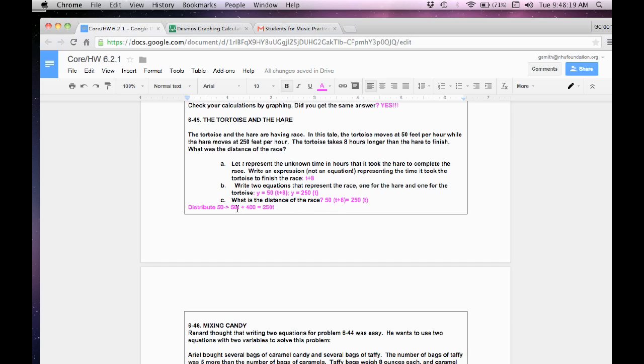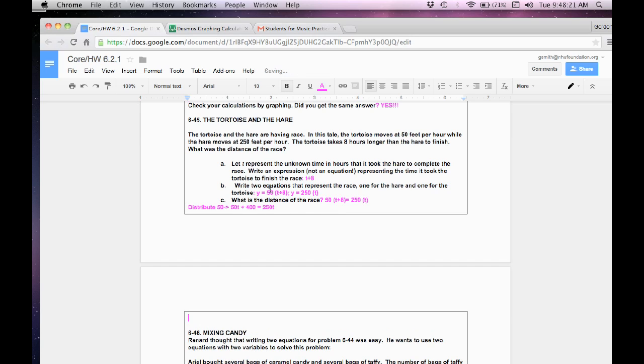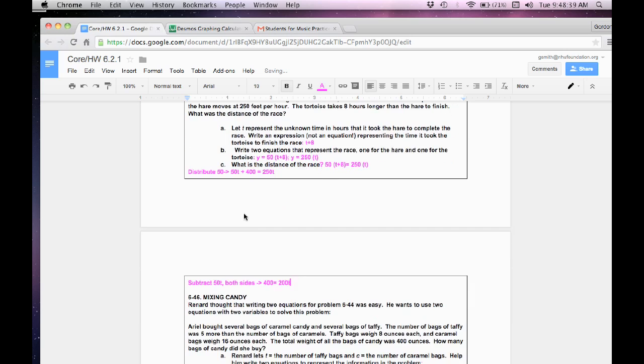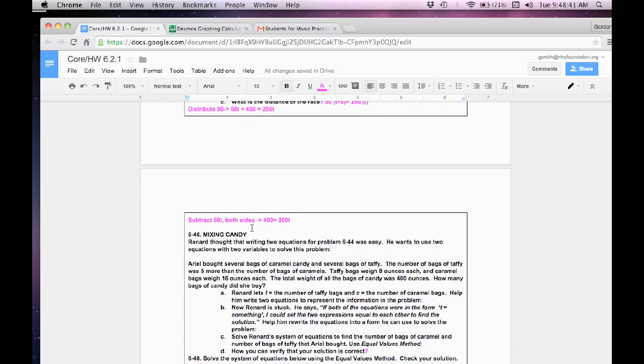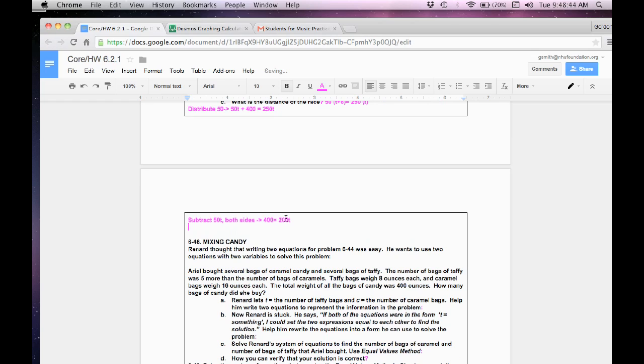Now to get the t's alone, we'll subtract 50t on the left side, which means subtract 50t on both sides. And that will get us 400 is equal to 200t. If we want to get t alone, we'll just divide by 200 on both sides. And that will get us t equals 2. Better write the right thing.